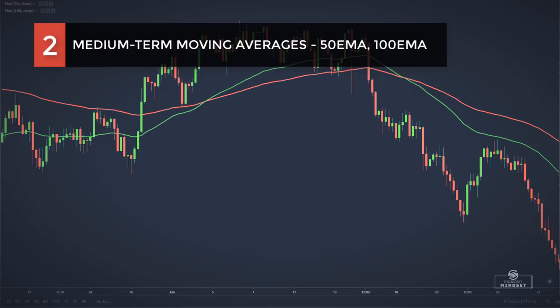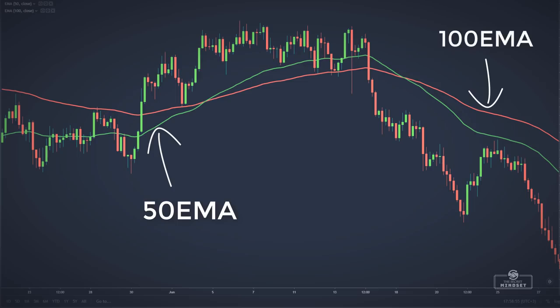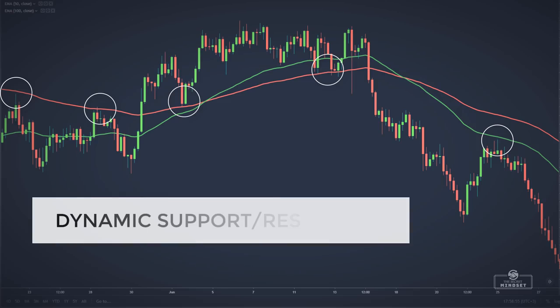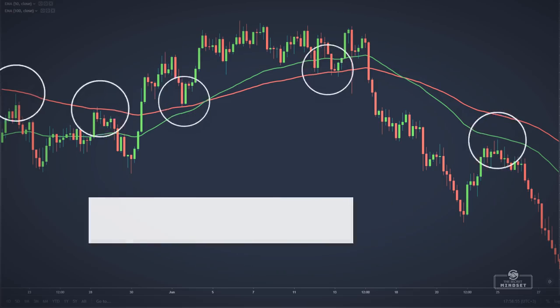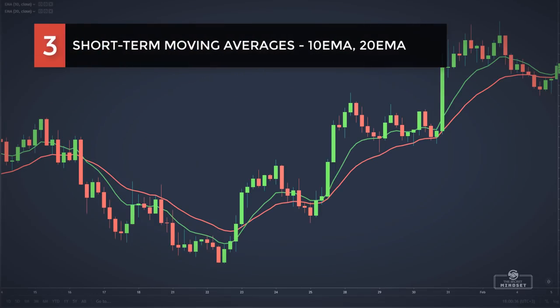Then we have the medium-term moving averages. Many traders prefer to use the 50-period moving average. This is considered a faster moving average as fewer input periods are used. The primary effect is that this moving average will react more to the medium-term movements. The 50 moving average is considered one of the most effective trend indicators, offering also dynamic support and resistance levels on a chart.